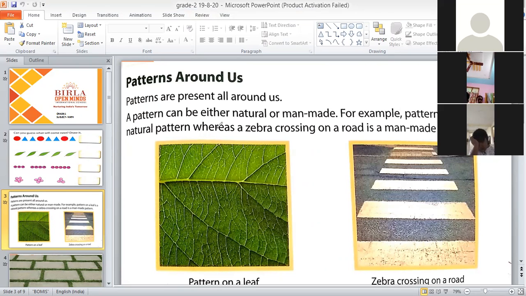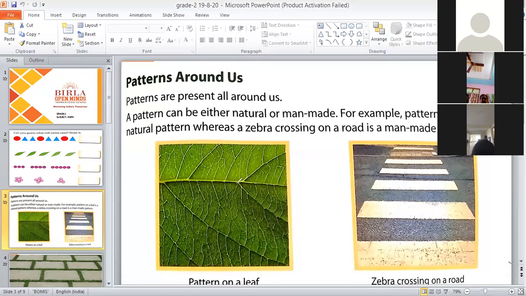Okay, so see here children, a pattern can be either natural or man-made. Natural means which is not made by human beings, or man-made, which is made by man. Like we have a pattern here on a leaf. See here children, trees and plants have leaves, so many leaves, right? And on every leaf, there is some pattern.